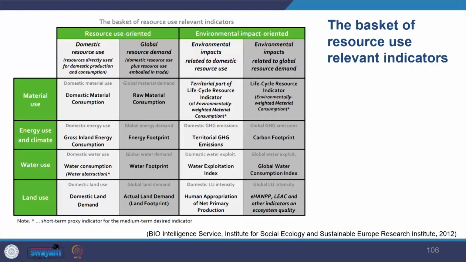And you also have resource use relevant indicators, a basket of resource use indicators. So you see material use, energy use, water use, land use. And in terms of resource use, you look at domestic resource use and global resource demand, and then the kind of environmental impact it might have at the domestic level and at the global level. So you look at these metrics here. You look at the material and domestic resource use, domestic material consumption, and how it is.